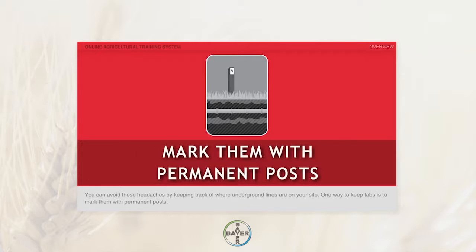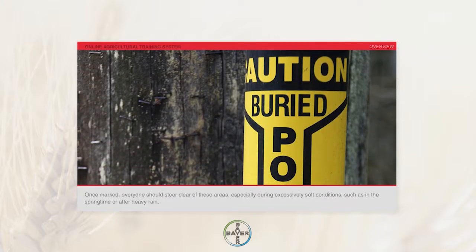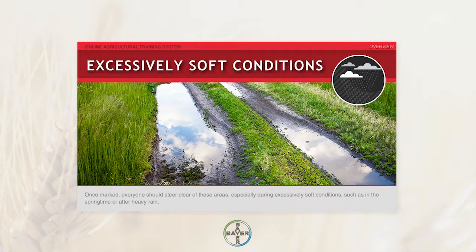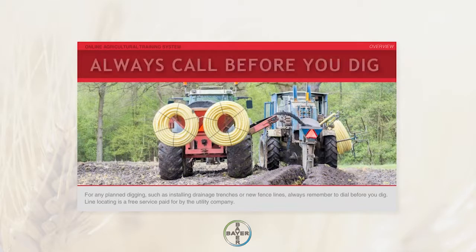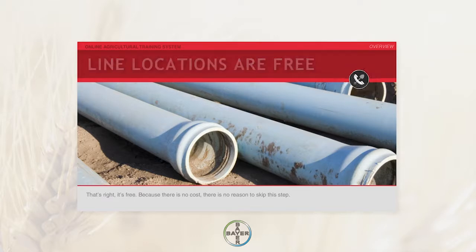One way to keep tabs is to mark them with permanent posts. Once marked, everyone should steer clear of these areas, especially during excessively soft conditions, such as in the springtime or after heavy rain. For any planned digging, such as installing drainage trenches or new fence lines, always remember to dial before you dig. Line locating is a free service paid for by the utility company. That's right, it's free. Because there is no cost, there is no reason to skip this step.